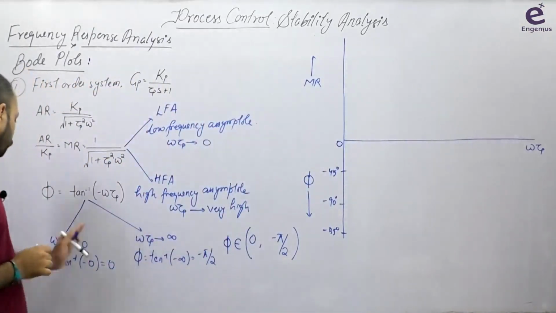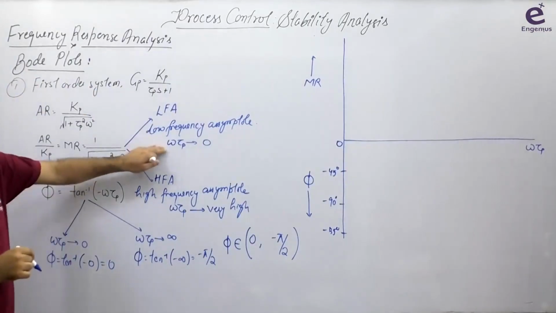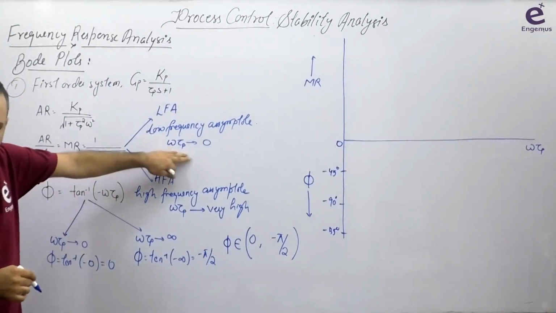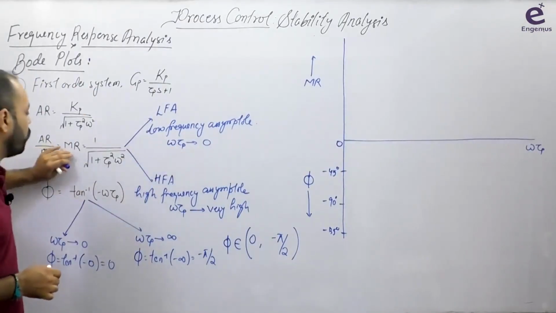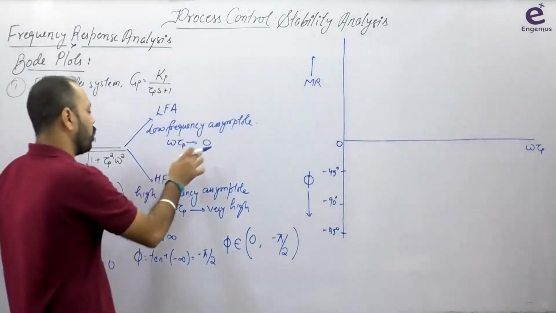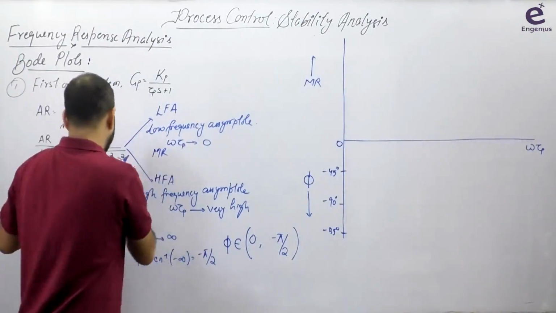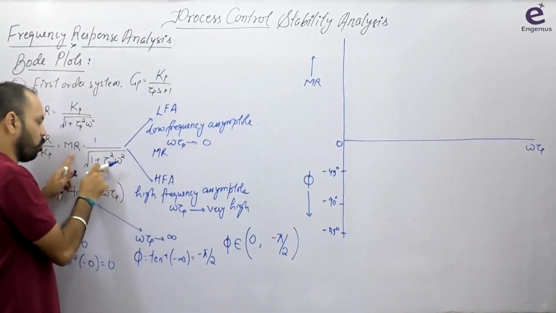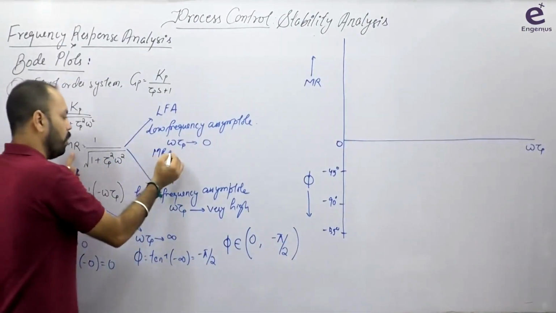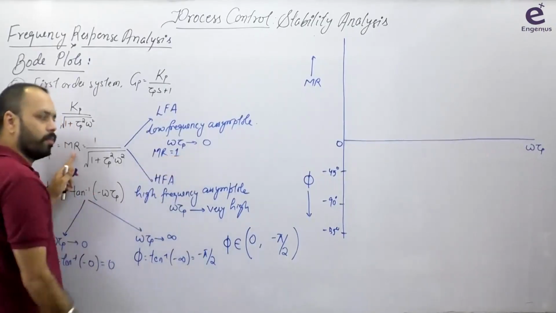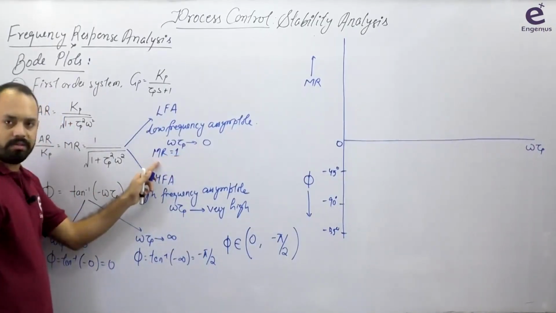Now the question is, you can see here, low frequency asymptote. It means when omega tau p is very small, what is the value of Mr? You see yourself, if omega tau p is tending to 0, then omega square tau p square is tending to 0, and Mr becomes equal to 1. This is the equation, Mr is equal to 1.